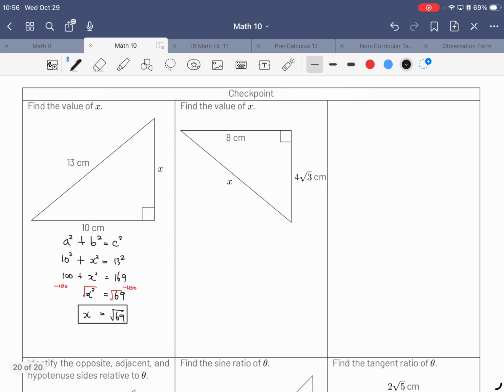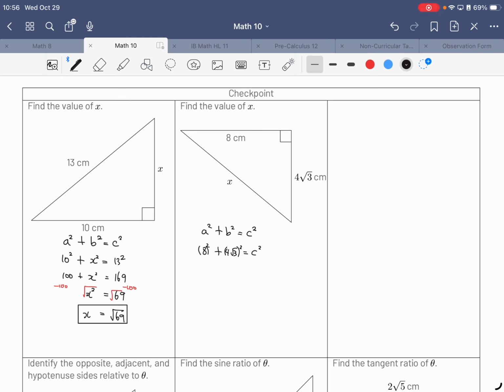Similar things, I'm going to write down the formula first. And then let's type in all the numbers that I know of. 8 squared plus (4 square root 3) squared equals c squared. Notice that I decided to put the brackets around the 4 square root 3. I do that because I want to protect those numbers. If I don't do the brackets, a lot of people will be confused with how to do the 4 square root 3 squared.